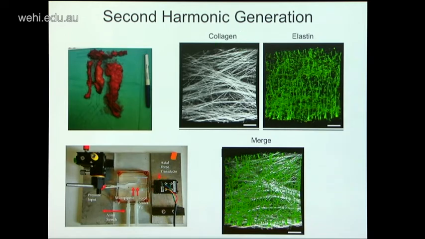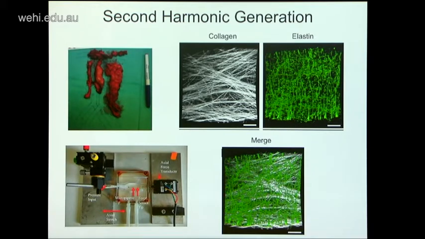And so what we can pick up by tuning our multi-photon to the right wavelengths is we can actually pick up the collagen fibers that make up the surrounding tissue of these vessels, and also the elastin, which is the important part of the stroma that helps to constrict and make these vessels work properly. And there we have them merged together.